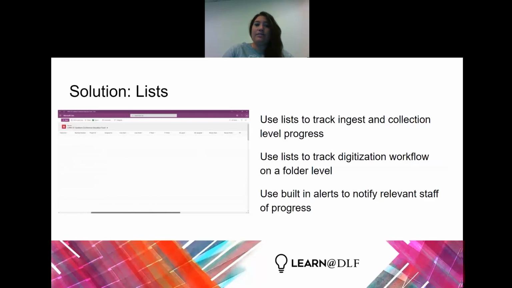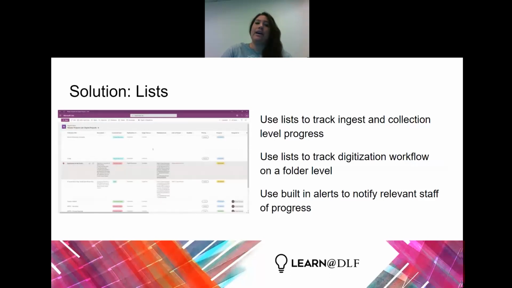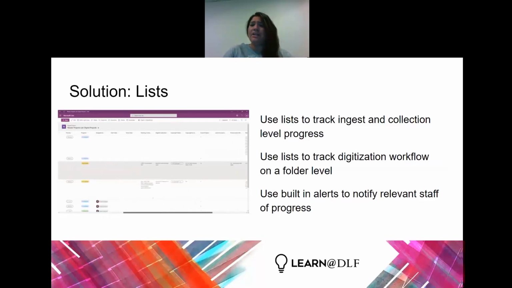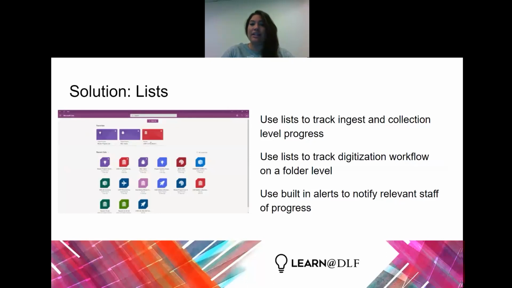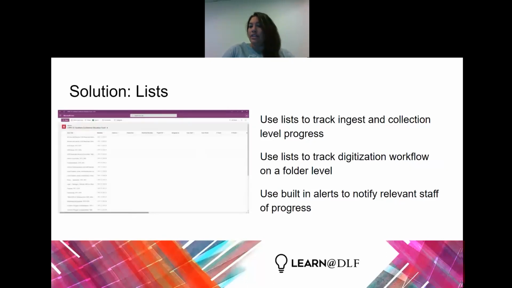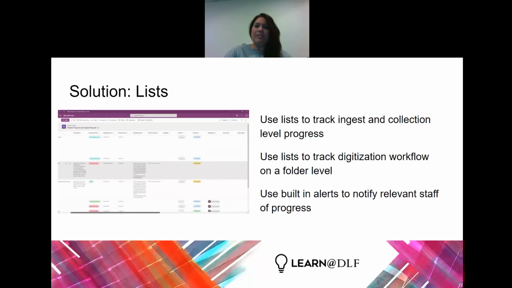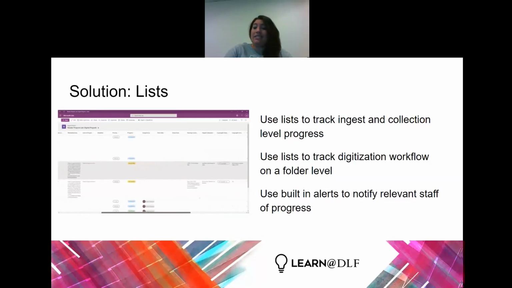We use lists for our master tracking. So you can see in the image to the left. We also use lists to track our digitization workflow on a folder level, which you will also be able to see in the animated image on the left. We were able to build in notifications to alert staff when various activities were completed, so that way they would know instead of having to rely on communication and physically asking, hey, are you done yet?